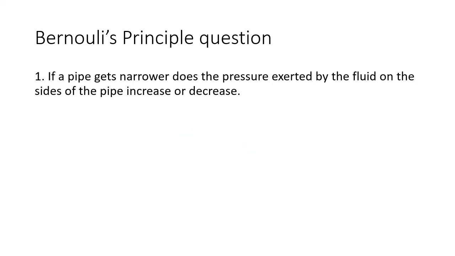So last question here. If a pipe gets narrower, does the pressure exerted by the fluid on the sides of the pipe increase or decrease? In this case, the pressure is going to decrease because the fluid is flowing faster through the narrow part of the pipe. So if you narrow that pipe, the pressure on the sides of the pipe ends up decreasing because the fluid is flowing faster, which means less pressure is being exerted.